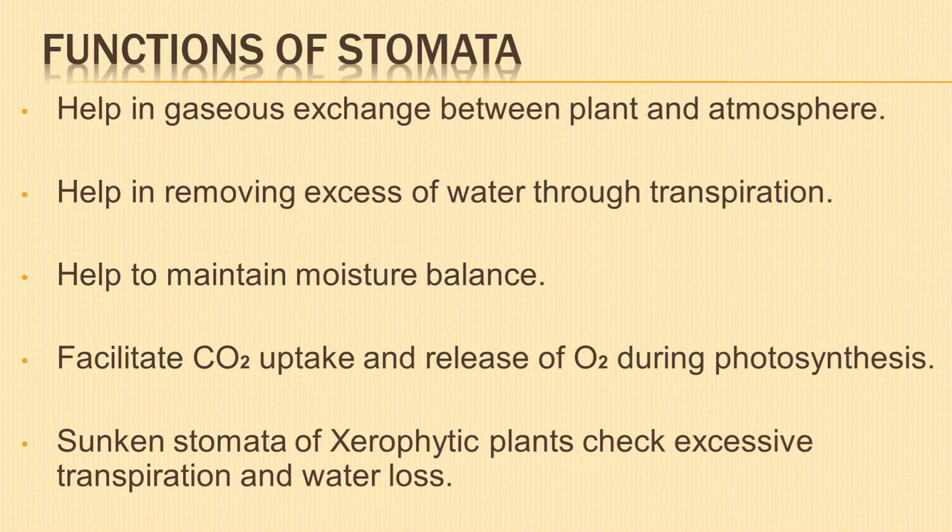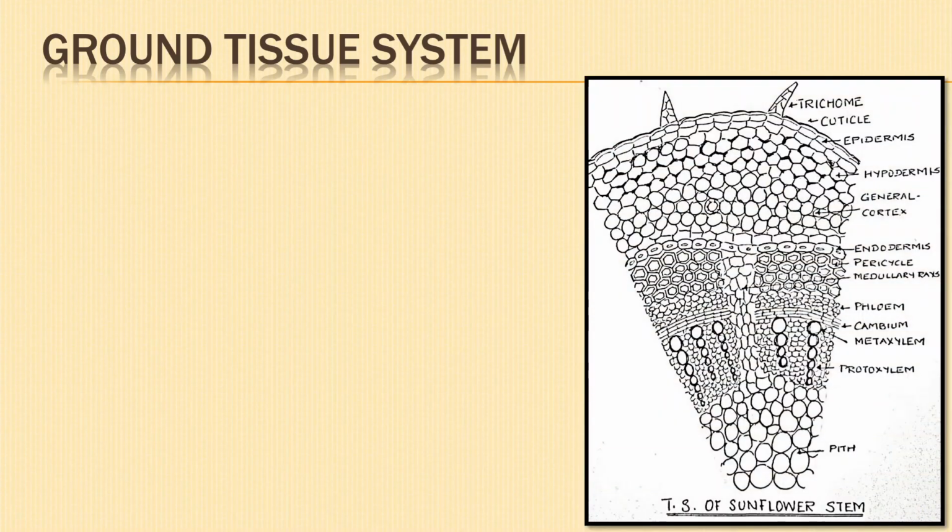Xerophytic plants have stomata which are embedded deeply in the leaves and are not exposed to sunlight directly. These sunken stomata are an adaptation to check excessive transpiration and water loss. Next, we shall learn in detail about the ground or fundamental tissue system.